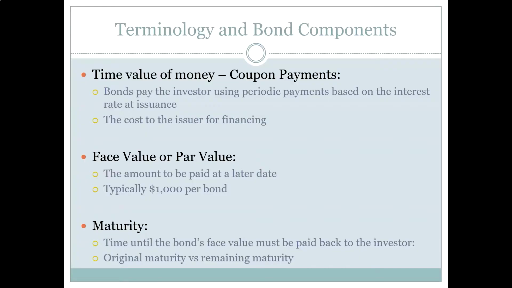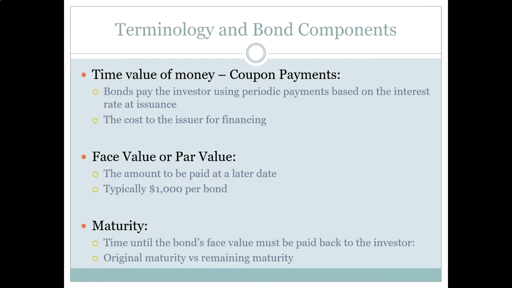And the easiest one to start with is payment, because bonds pay the investor, the lender, using periodic payments based on an interest rate that is set at the issuance of the bond. Issuance is the day the bond is sold, so the day the loan contract is signed. And this is called a coupon. Okay? And the interest rate is called the coupon rate. And those are both for specific reasons that I'll talk about in just a second. Okay, so the interest rate of a bond is called the coupon rate. And the interest payment is called a coupon payment.